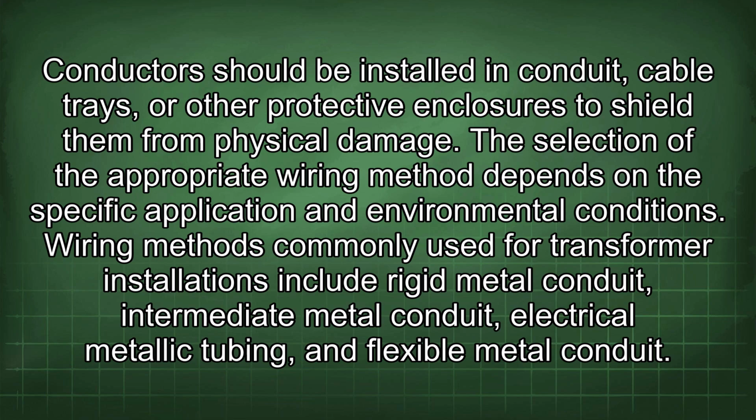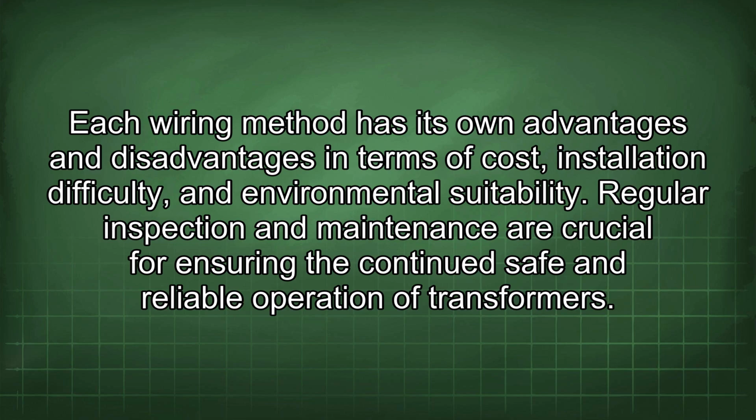Wiring methods commonly used for transformer installations include rigid metal conduit, intermediate metal conduit, electrical metallic tubing, and flexible metal conduit. Each wiring method has its own advantages and disadvantages in terms of cost, installation difficulty, and environmental suitability.